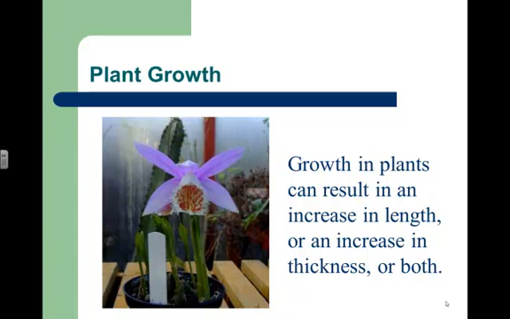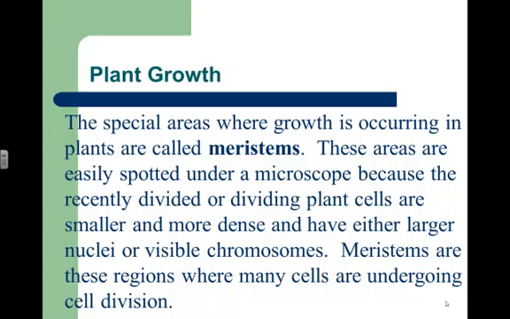Growth in plants can result in the increase of length or the increase of thickness. So it's just as we can grow taller and we can grow wider. And that's what plants do as well, taller or wider. These areas of growth you need to know are called meristems. So whenever there's a growth area in a plant, that area is called meristems.